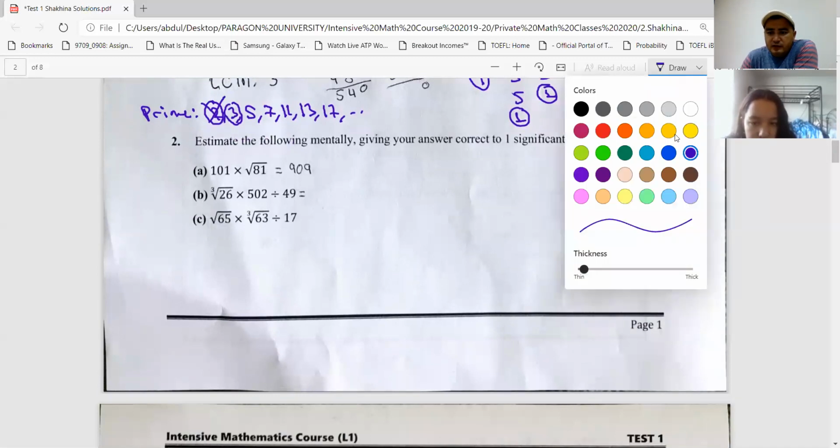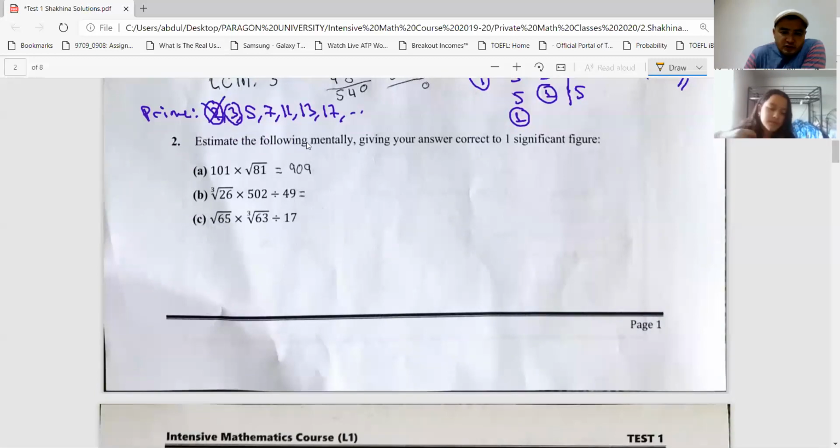Okay, let's change our marker. Now let's use this orange. So Shahina, to do this, it says to just estimate without using a calculator, mentally. Mentally means without using anything. We should just estimate. So 101 is approximately equal to 100. And square root of 81 is equal to 9. So that's equal to 900. So this thing is approximately equal to 900.